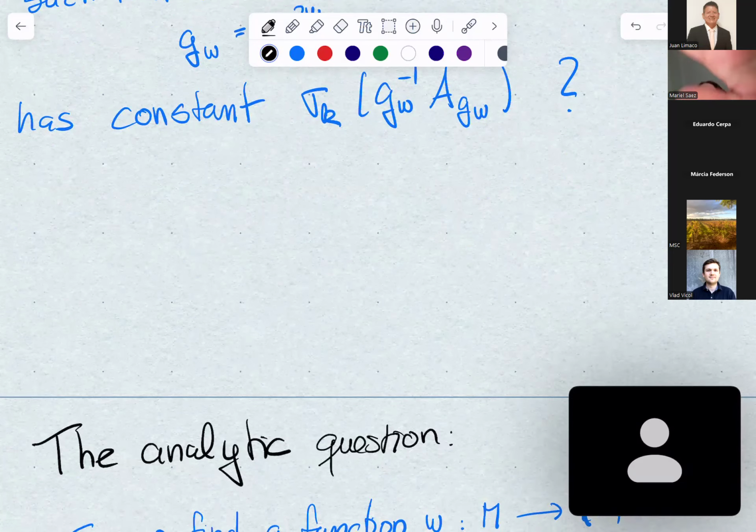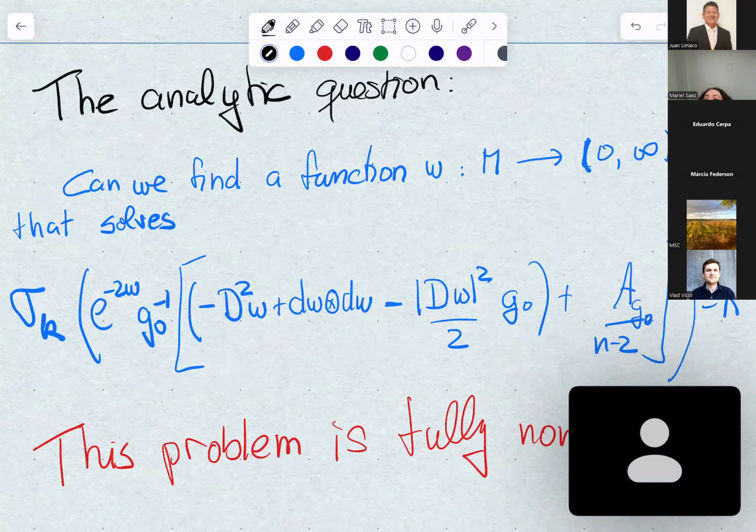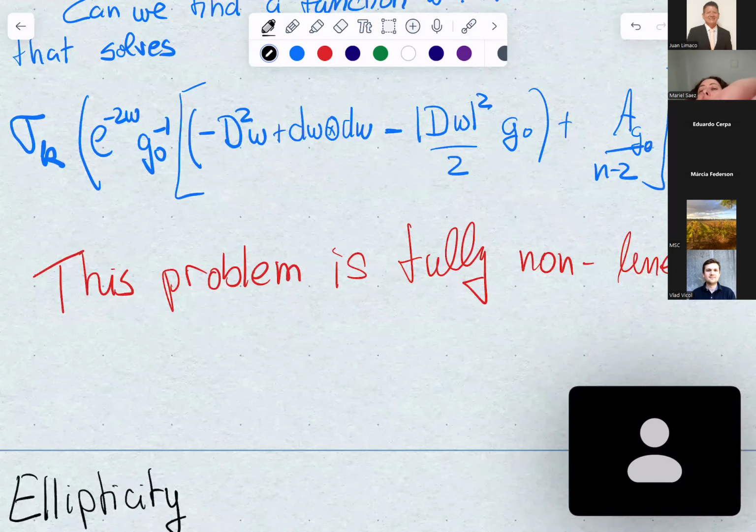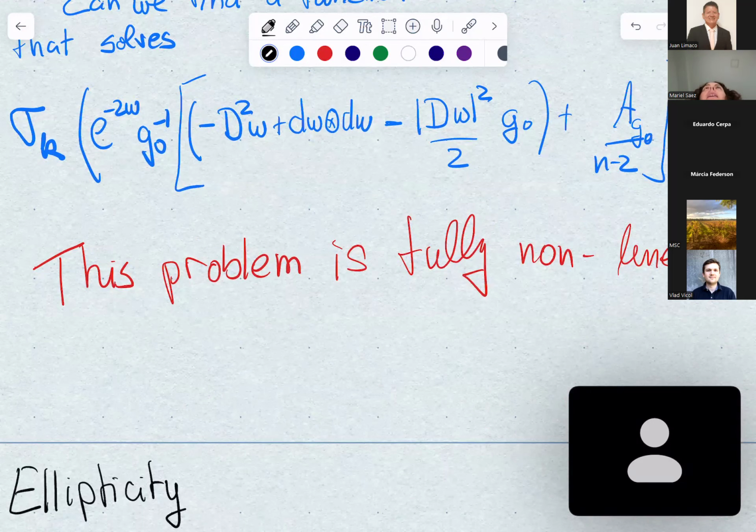Okay, so here I'm showing what the analytic question is, sigma k of that. So you more or less would have to look at the eigenvalues of that and do multiplications of that and try to find some w that makes that constant. The problem is fully nonlinear, so it's kind of hard to treat and has several issues. The regularity theory for fully nonlinear equations is more difficult than for quasi-linear equations or linear equations, of course. And there are some issues even with ellipticity in this problem here.